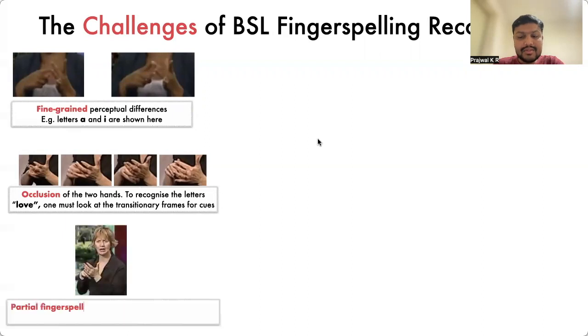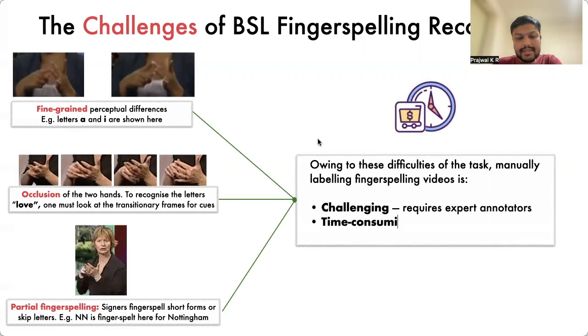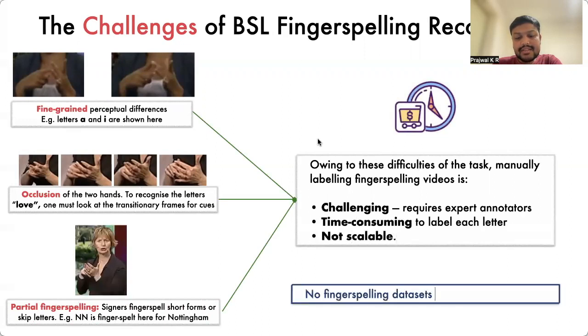Finally, it is important to note that not all letters of the word need to be fingerspelled. In the example shown here, the signer only fingerspells an N for the word Nottingham. Lastly, there are no datasets for this task. Any sort of manual annotation is challenging, time-consuming, and quite expensive in terms of both time and money. Incidentally, BSL is particularly more challenging than sign language datasets like American Sign Language that use only one hand for fingerspelling. And because of that, they avoid some of the problems which we mentioned previously, such as the occlusion problem.